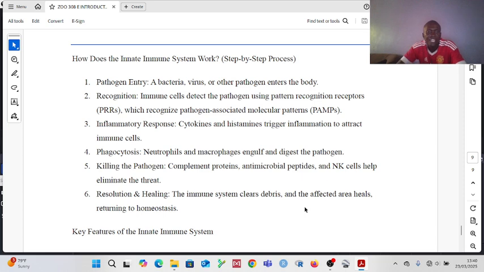Once the pathogen has been killed, then there has been resolution and healing. So the immune system now clears the debris. The pathogen, the one that has died now, the remnants of the pathogen, those are the debris. So they should be cleared, and the affected area where the pathogen entered through should be allowed to heal. Then once that happens, then homeostasis returns.